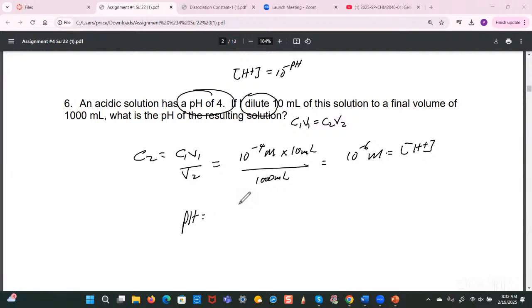Exactly. Minus log of 10 to the minus 6, which would be equal to 6. And that's it. All right?